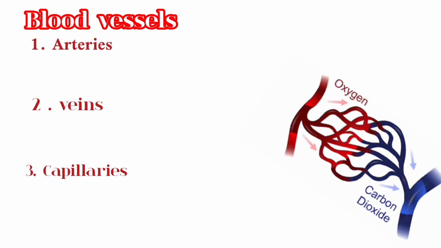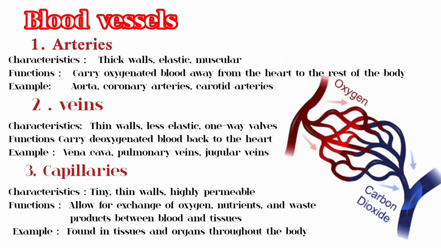As we discussed earlier, blood vessels are the tubes that transport blood throughout the body. There are three main types of blood vessels: arteries, veins, and capillaries. Blood vessels that carry blood away from the heart are called arteries. Arteries have strong and elastic walls. Every artery divides into many tiny blood vessels called capillaries.